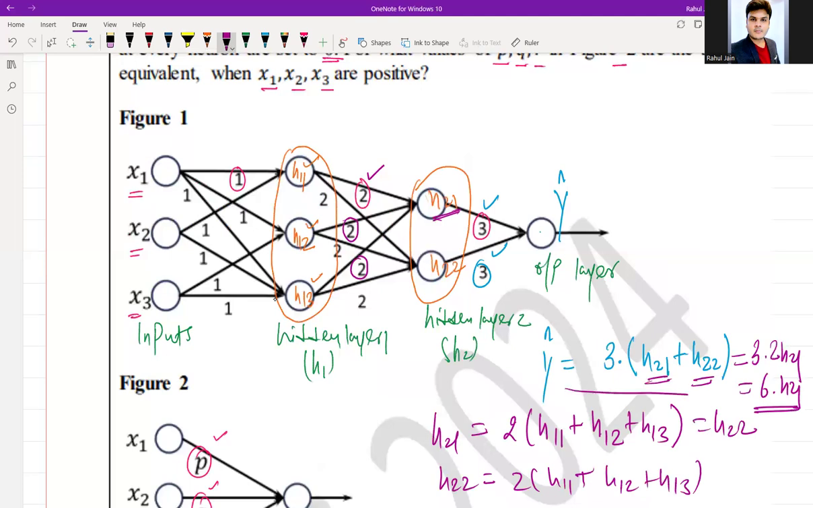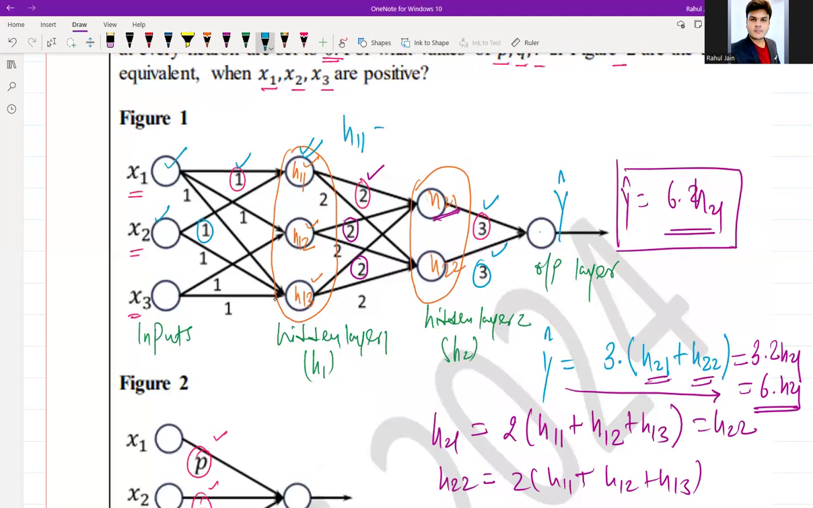That is nothing but the corresponding equation with respect to the y cap. So my y cap is nothing but 6 into h of 21. Okay, so just close it. Now, if I want to calculate h11, so h11 is a result of 1 is a weight which I am getting from x1, and 1 is a weight which I am getting from x2, but there is no role of x3 here. So h11 is 1 into x1 plus 1 into x2, that is x1 plus x2, that is h11.